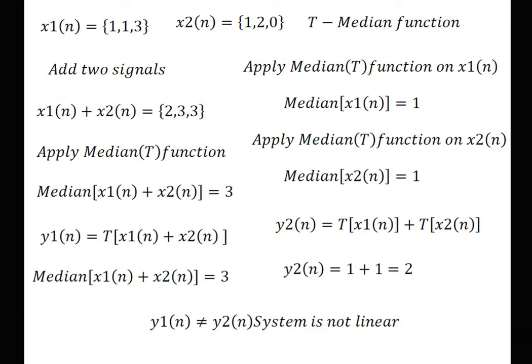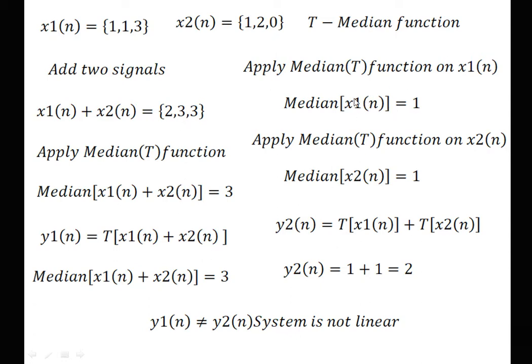Next we will apply T as a median function, which is non-linear in nature. First we add the two signals x1[n] plus x2[n], and we get 2, 3, 3. After that we apply the median function. Median is nothing but what? We need to sort the values in ascending or descending order and take the median value. Here the signal is already sorted because we have 2, 3, 3. So the median is 3.